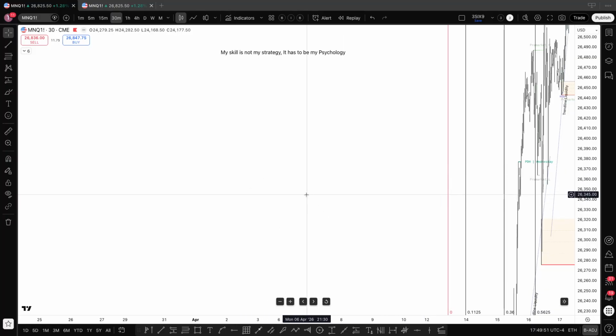I just want to talk about a few things: what the setup looks like, what the targets normally are, and what I look at when I'm trading with my strategy.